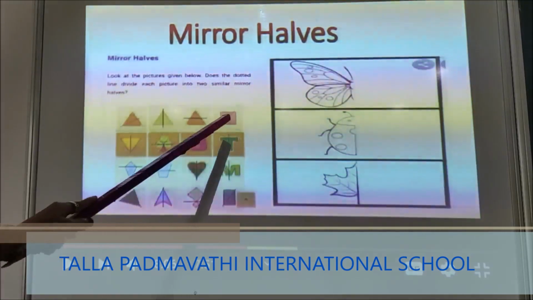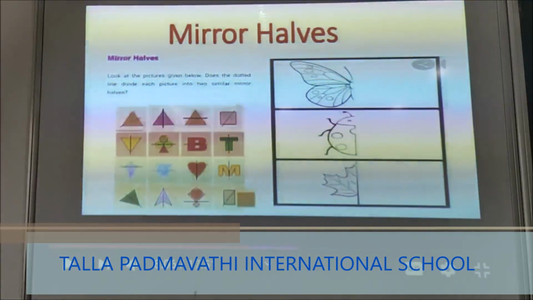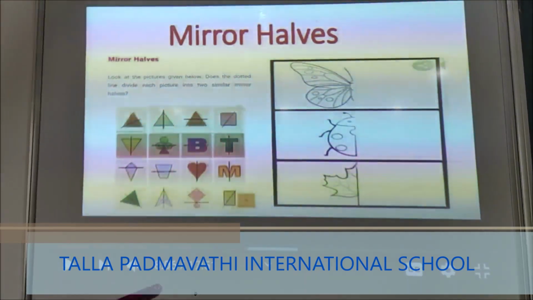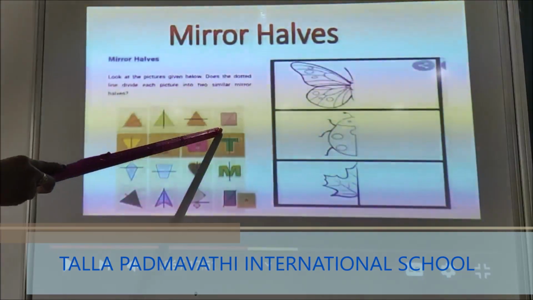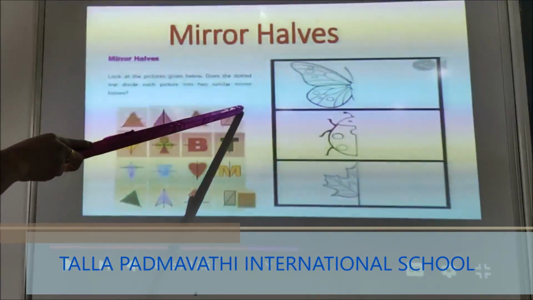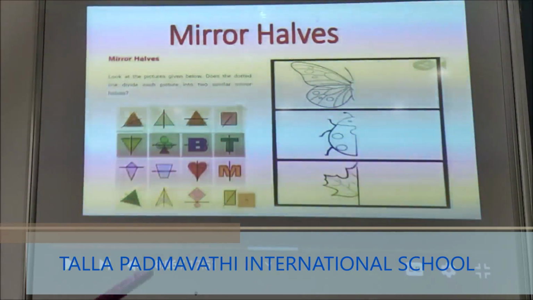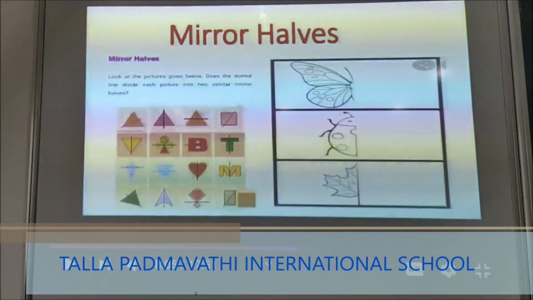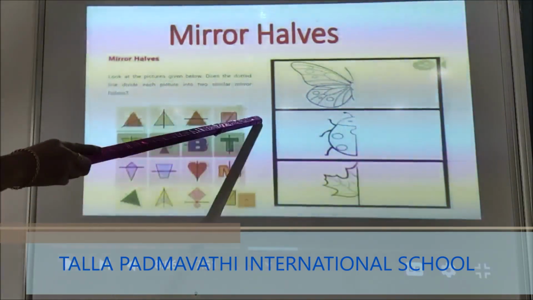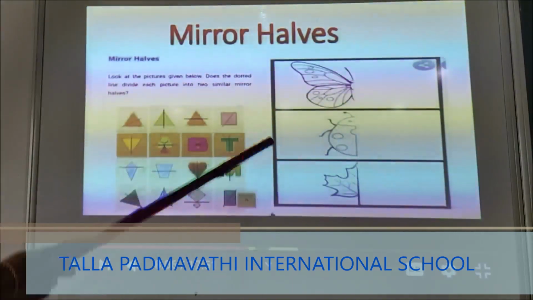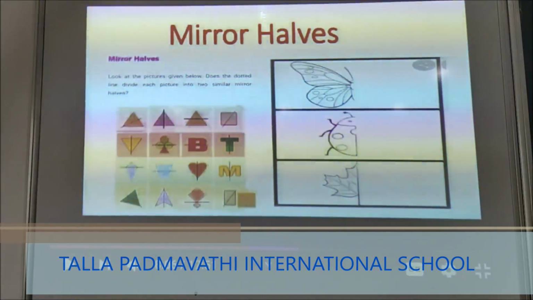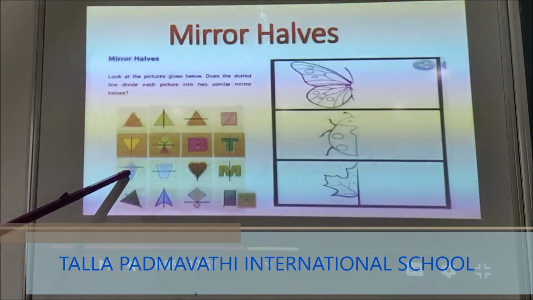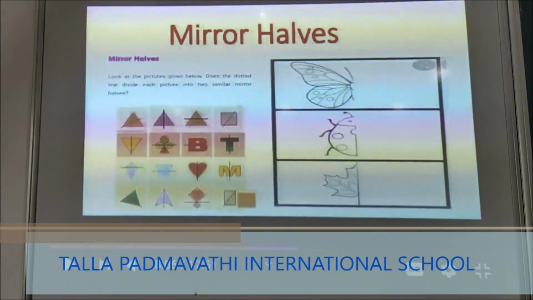Let us see the next one. Is this symmetric? So children, if you see this shape, the line which is dividing this shape is not exactly cutting it in the middle, right? Some of the extra part is on this side, some of the extra part is on that side, so that it doesn't make it equal. So this is also asymmetric, which means it is not called a mirror half. Now, can you see this one? Is it dividing exactly? Yes. So it is symmetric.